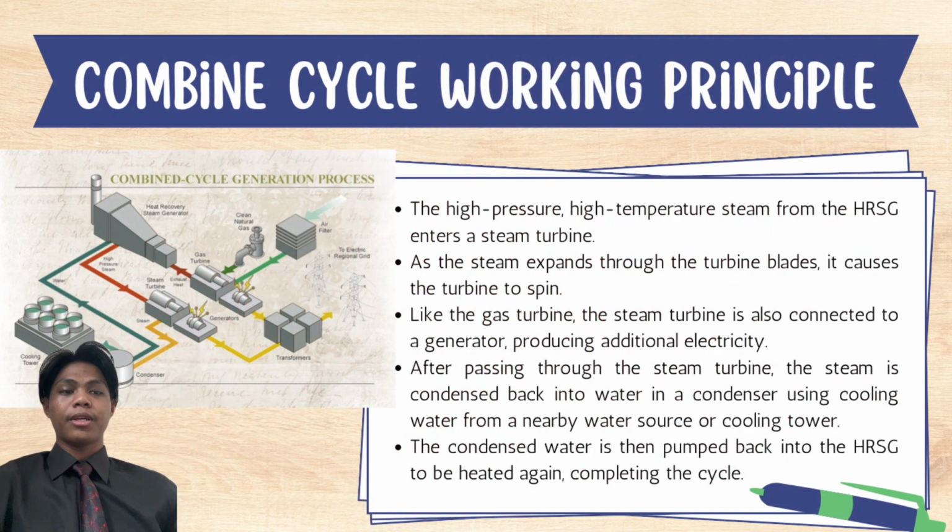The next step is the high pressure and high temperature steam from the HRSG enters a steam turbine. As the steam expands through the turbine blades, it causes the turbine to spin. Like the gas turbine, the steam turbine is also connected to a generator producing additional electricity. After passing through the steam turbine, the steam is condensed back into water in a condenser using cooling water from a nearby water source or cooling tower. The condensed water is then pumped back to the HRSG to be heated again, completing the cycle.